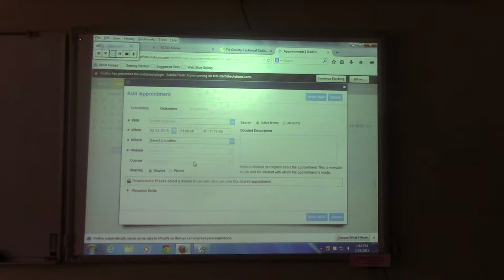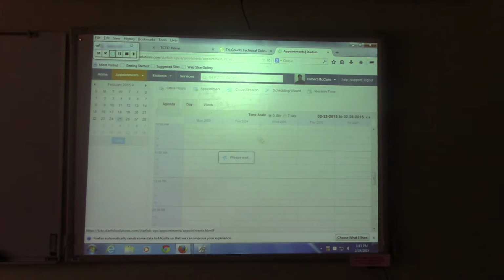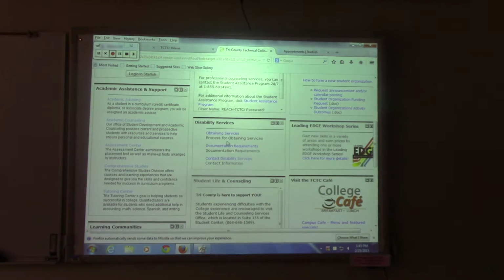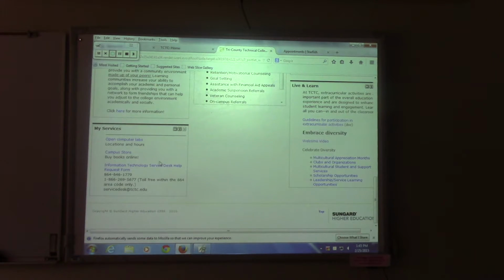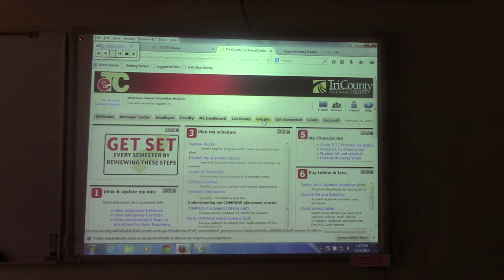Is any of my advisees in here? You don't know? If you don't know who your advisor is, you can go on your portal and find it. I think it's under Degree Works. Let me just see if I can find it. It was under Get Connected or Get Started also. Somewhere in here it has your advisor or something like that. Where do y'all get your classes? Here it is. Identify my academic advisor. It's under Get Set.